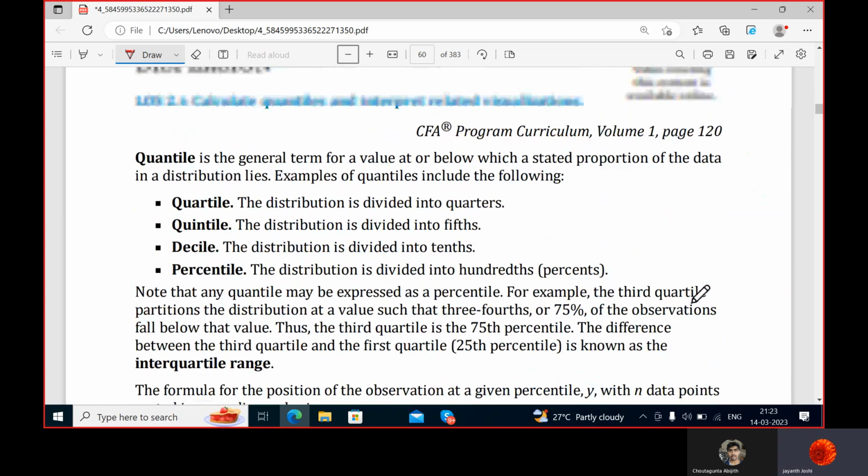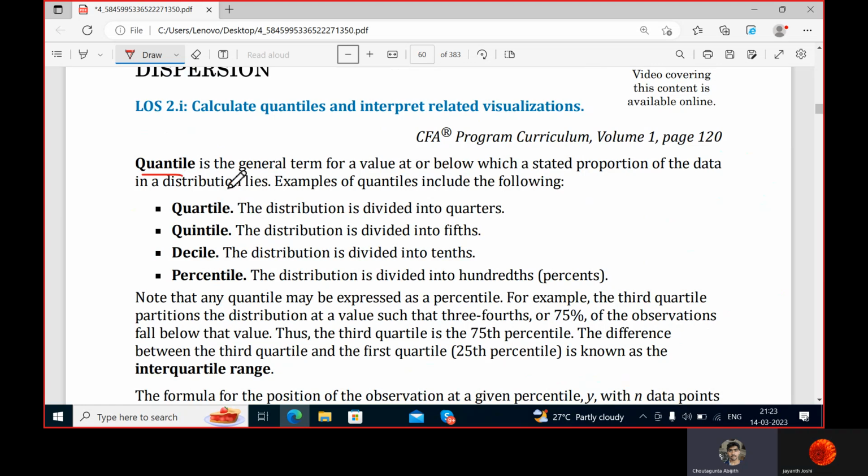Now let us go for the next one, which is quantile. Quantile is the general term for a value at or below which a stated proportion of data in the distribution lies. There are some examples of quantile as well: quartile, quintile, decile, percentile. I'll just simply take a data and divide it into four parts: 25%, 25%, 25%, 25%. Can I say that is quartile? Yes, quartile is division of data into four parts.